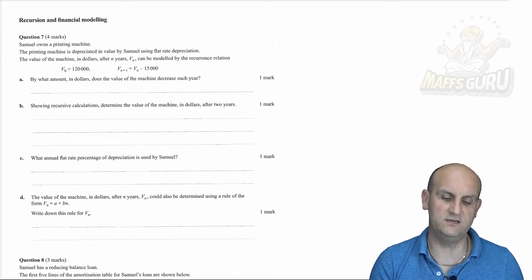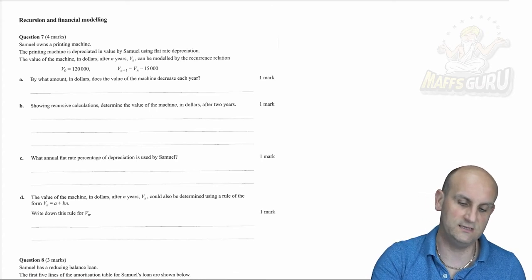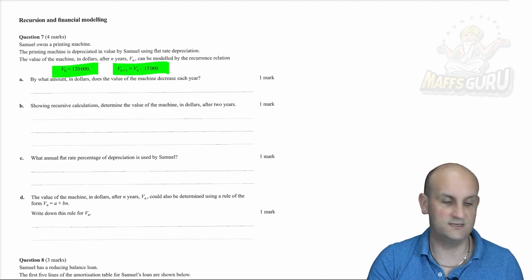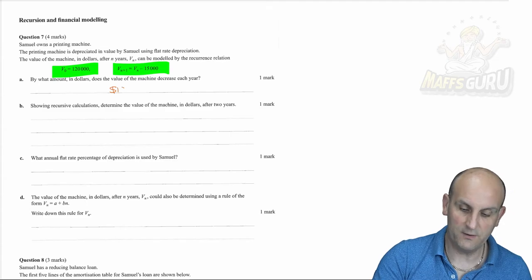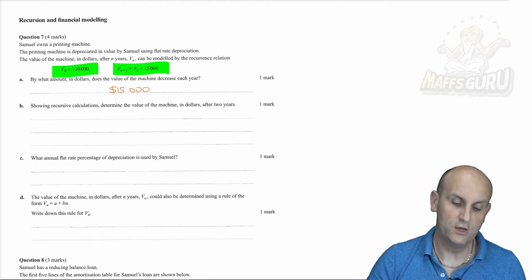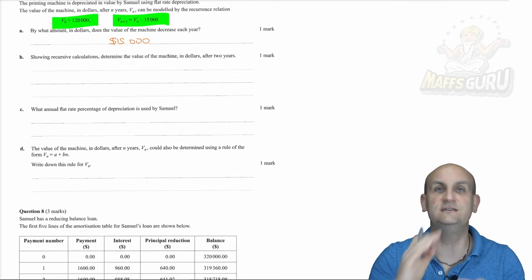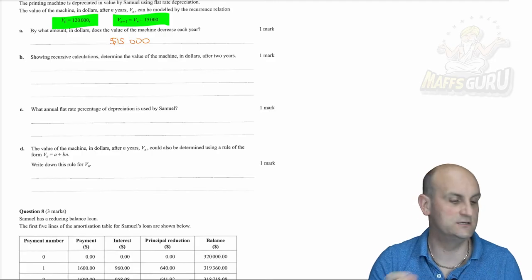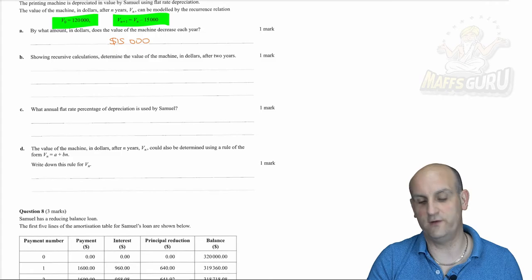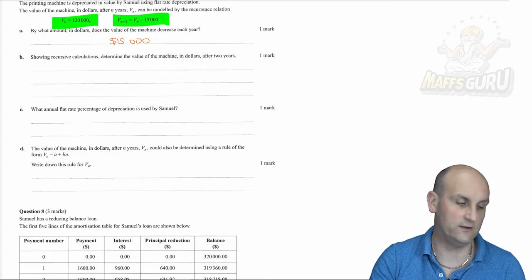So by what amount in dollars does the value of the machine decrease each year? If we can learn how to read these recurrence relationships, then we notice that it actually decreases by $15,000 per year, because to get to our next value, you take the previous value and subtract 15,000. Showing recursive calculations, you have to show the calculations. It is not good enough with these questions just to put down the values that you get as your final answer. I'm sorry, it says show the calculations.